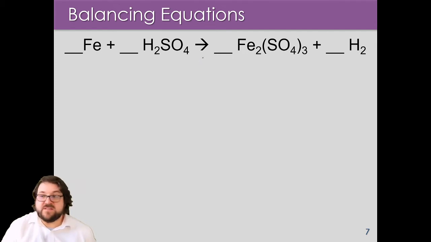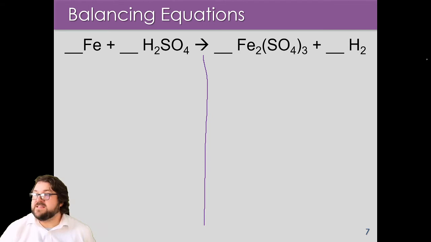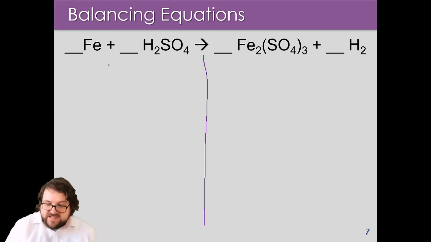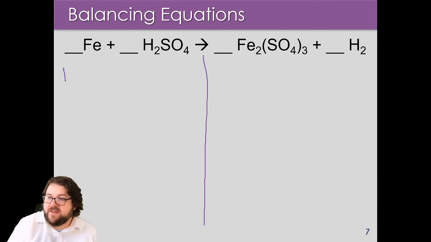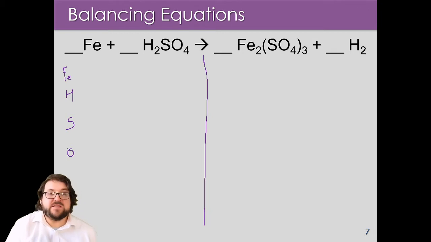What I like to do in the roster method is I draw a line here between the products, the things that are made over there on the right hand side, and the reactants. Then what I do is I write a little list of how many atoms I have of each element. Hydrogen, I've got sulfur, and I've got oxygen. And what I'm going to do is, as I balance this, I'm going to keep that updated. On the right-hand side, I draw exactly the same thing again. And I do them in the same order so I don't get confused.